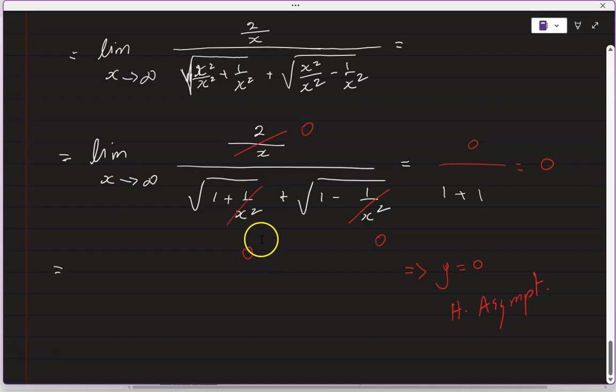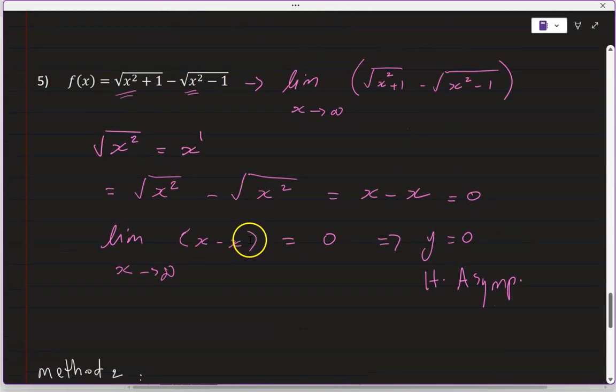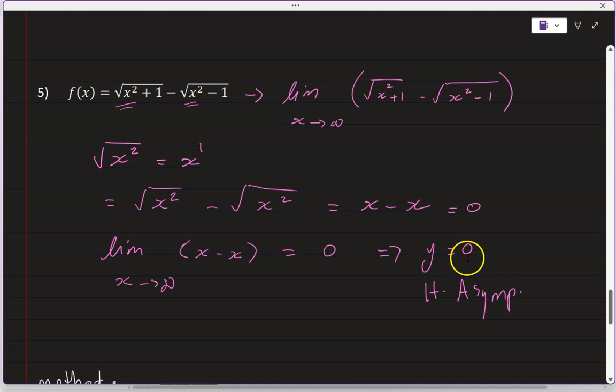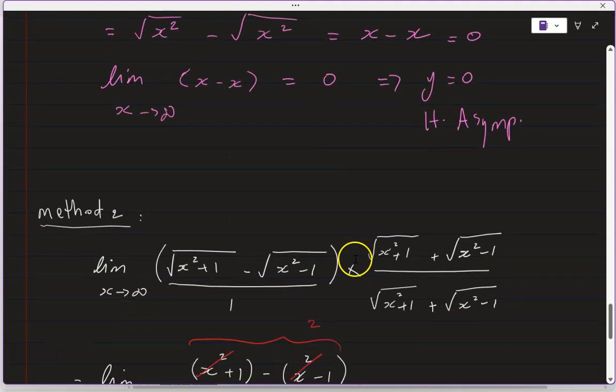All right, and as we expected using this deductive reasoning right at the top, when we said that it should be y equal to 0, and we got that.